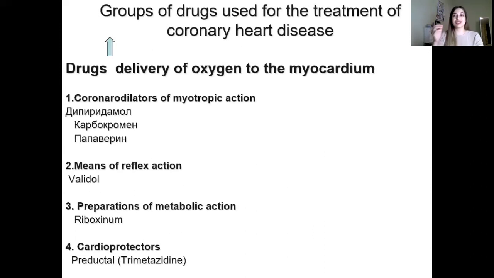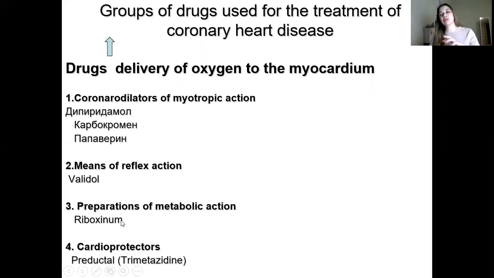Also, we have drugs which increase the delivery of oxygen to the myocardium. They are coronary dilators of myotropic action. That means they relax the coronary arteries, so they bring more oxygen to the heart, to the myocardium. They are dipyridamole, papaverine, carbapenem. Also, there are drugs of reflex action. They also do the same, relax the coronary arteries. This is validol, actually not a very effective drug, but it exists.